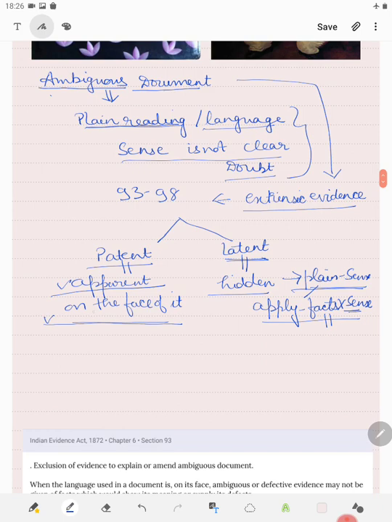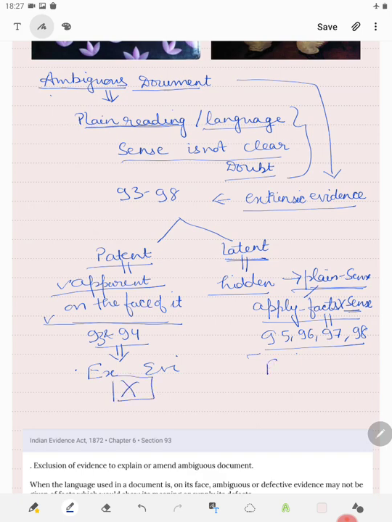Now, 93 and 94 deal with patent ambiguity. 95, 96, 97, and 98 deal with latent ambiguity. This we will see in the next video. Now, one thing to be remembered is that in case of patent ambiguity, extrinsic evidence or oral evidence is not allowed, while in latent ambiguity, extrinsic evidence is allowed.